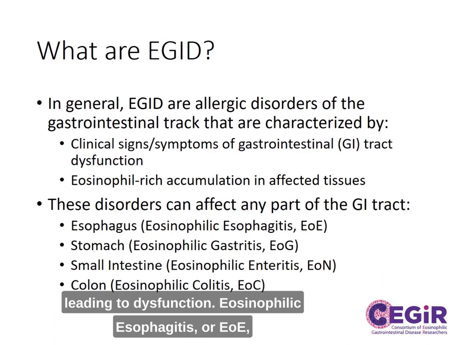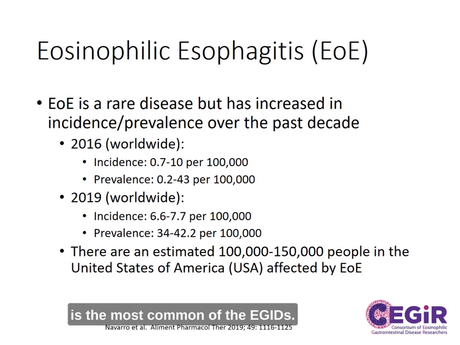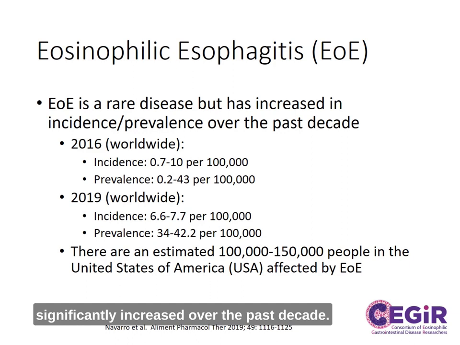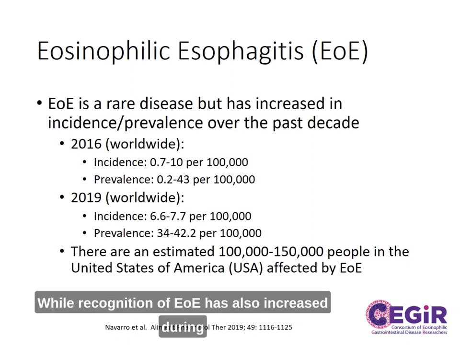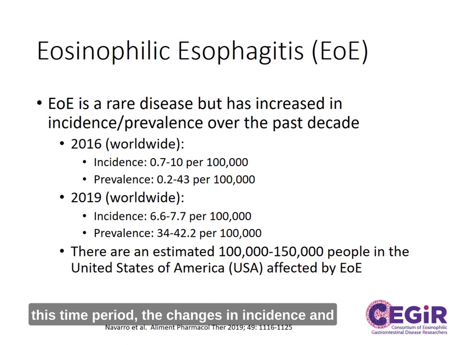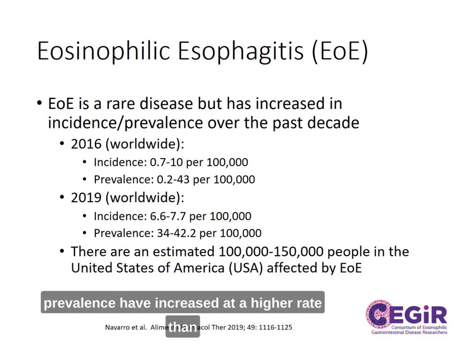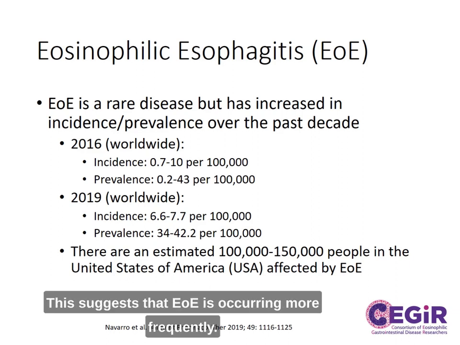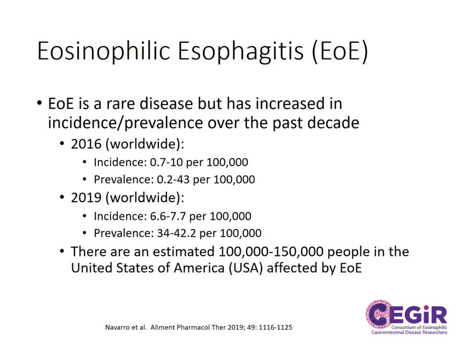Eosinophilic esophagitis, or EoE, is the most common of the EGIDs. While it is still considered a rare disease, its incidence and prevalence have both significantly increased over the past decade. While recognition of EoE has also increased during this time period, the changes in incidence and prevalence have increased at a higher rate than would be expected from increased recognition alone. This suggests that EoE is occurring more frequently.